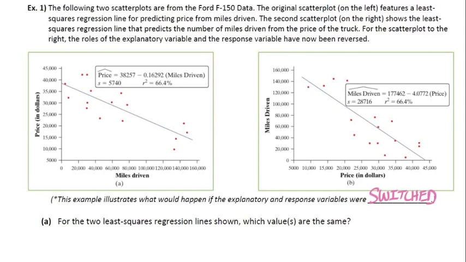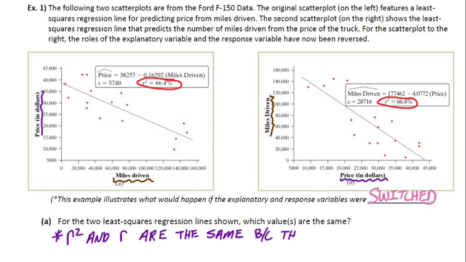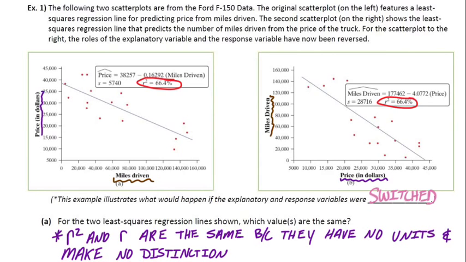Okay, so which values are the same? And you have the outputs right here. Similar values will be the R squared. We know that correlation doesn't care what's on the x-axis, what's on the y-axis. So R squared and R are going to be the same. They have no units, and they don't make a distinction about who's on the x-axis, who's on the y-axis. They just measure the linearity. So that's really the only thing that's the same here. You kind of see the same pattern of points just flipped.